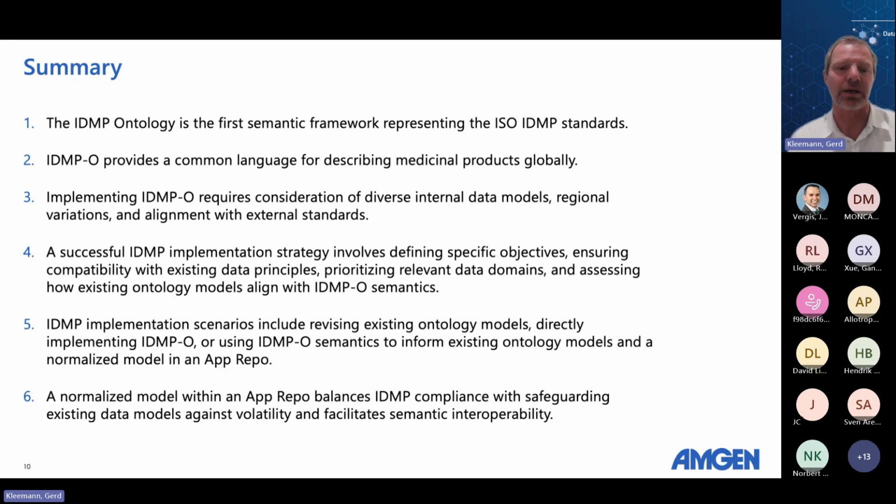So lastly, a normalized model, as we concluded earlier, within an app repo balances IDMP compliance with safeguarding existing data models against volatility and facilitates semantic interoperability.